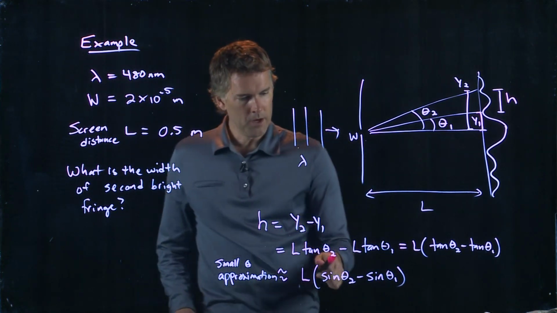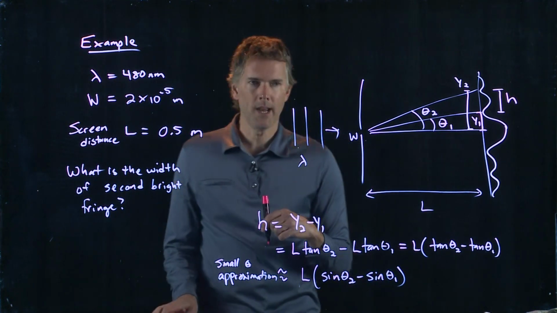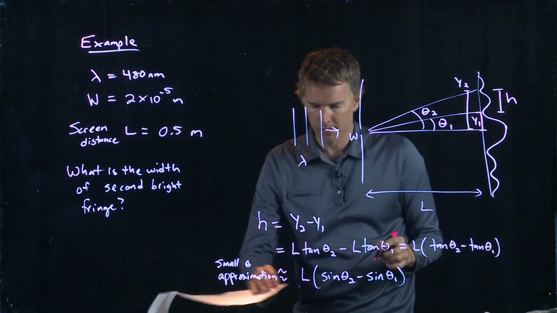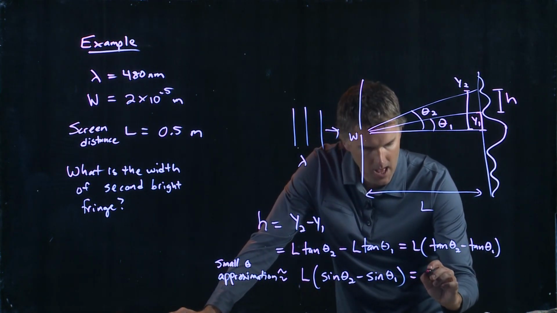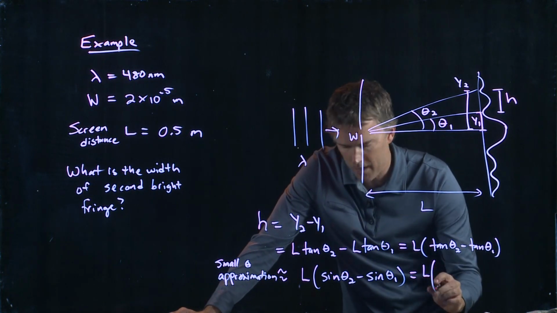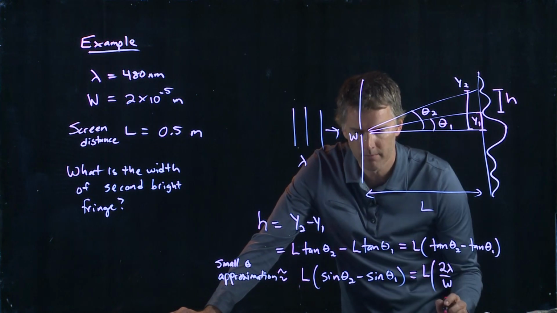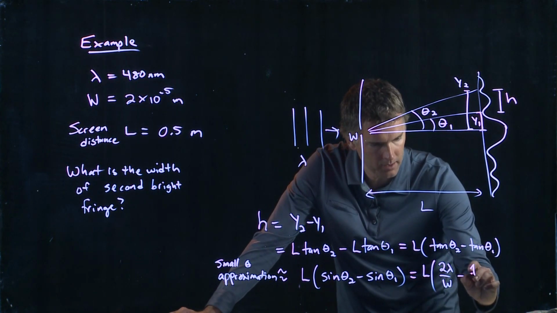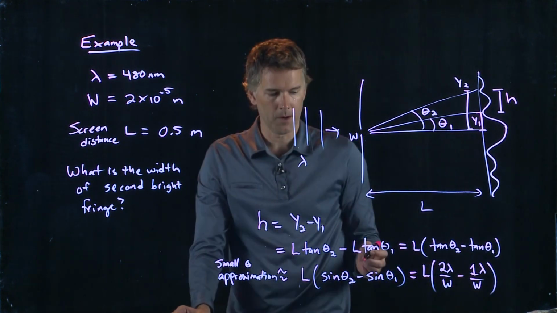And now we know where those things are located, because we have an equation for where the dark fringes are located. And what does it become? It becomes the following. We get L, and then we have 2 lambda over W for sine theta 2 minus 1 lambda over W for sine theta 1.